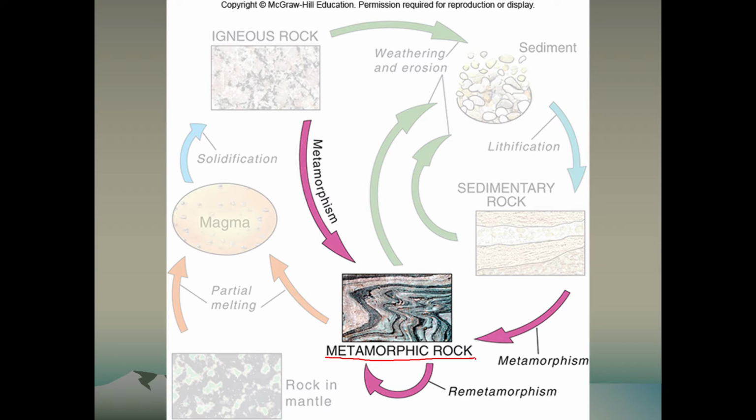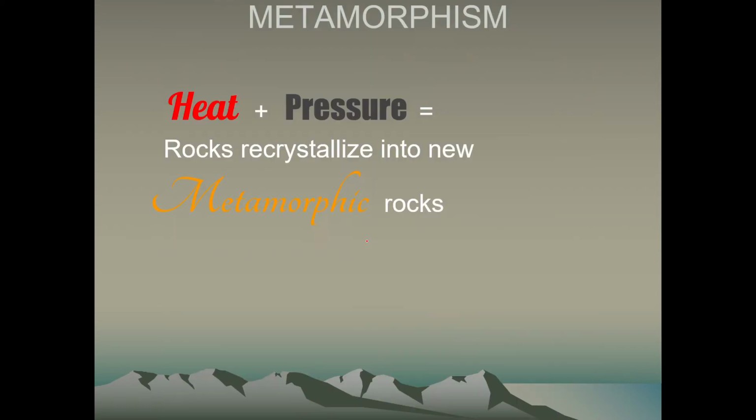So here we're going to look at metamorphic rocks, and you get metamorphic rocks by metamorphosing any other rock, be it igneous rocks, sedimentary rocks, or even other metamorphic rocks. So what is geological metamorphism? Whenever we think about metamorphosis, we think about a caterpillar turning into a butterfly, right? Well, this is kind of like that.